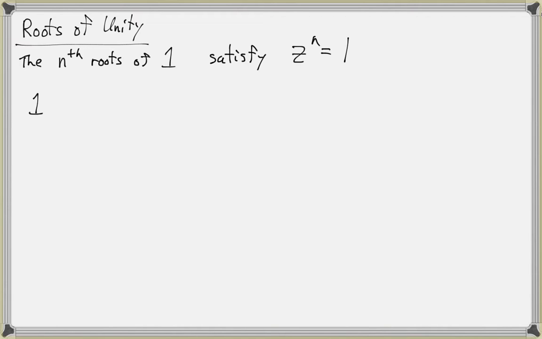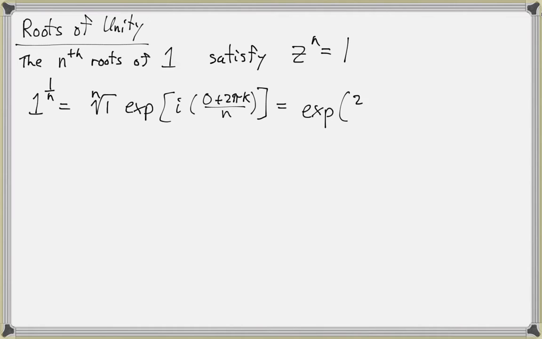So the nth roots of 1 will be equal to the nth root of 1 times e to the power i times the quantity 0 plus 2πk over n. Again, because the principal argument of 1 is 0. So this just simplifies to e^(2πik/n) for k equals 0, 1, up to n minus 1.